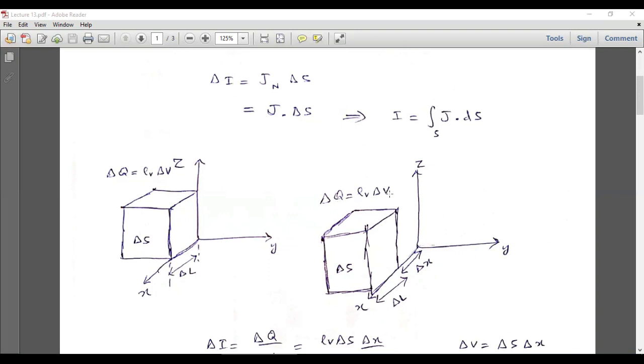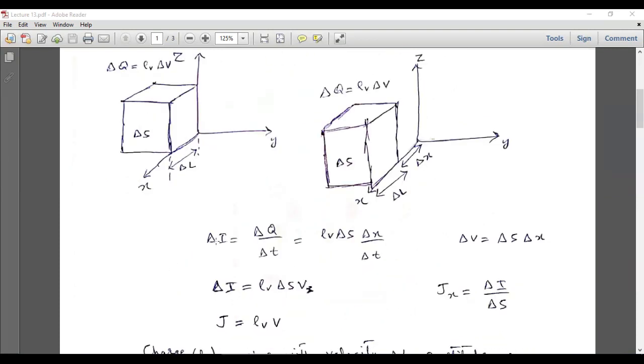Again, delta q is equal to rho v delta v. This is delta S, and the propagation of this volume charge density is along the x-axis. So delta I is equal to delta q by delta t, and in the time delta t, the displacement that has been covered by this volume charge distribution is delta x. So this can be written as rho v into delta v divided by delta t, and delta v, which is the incremental volume of this distribution, can be written as delta s multiplied by delta x.